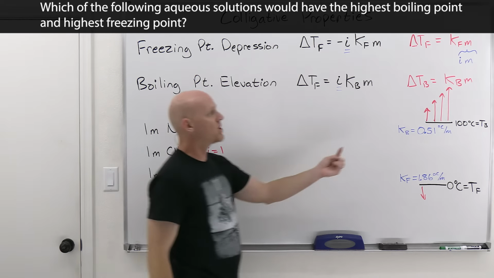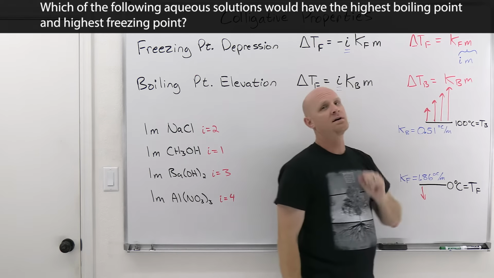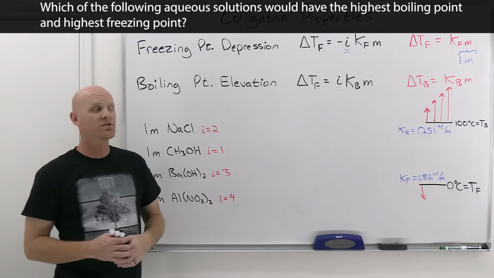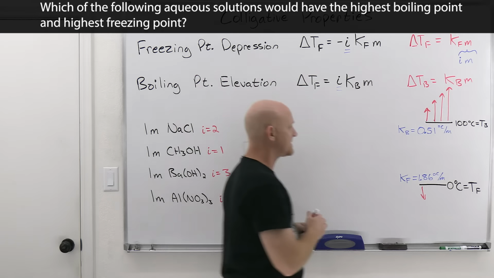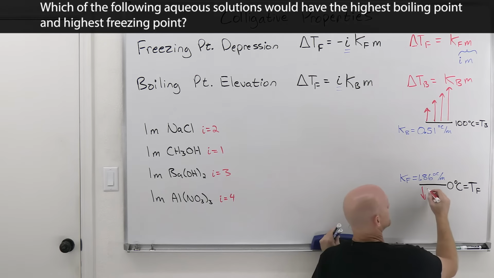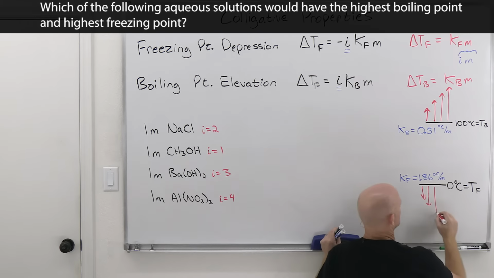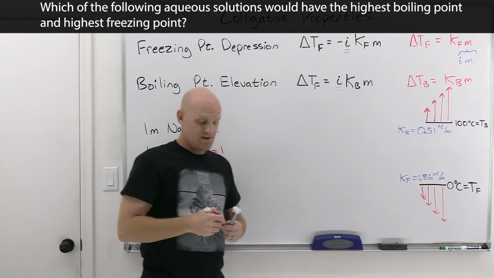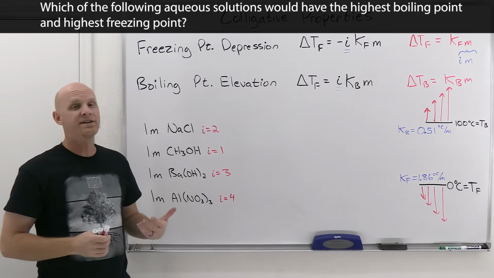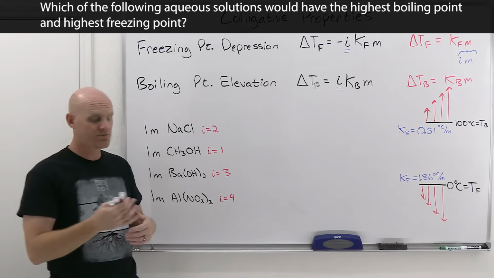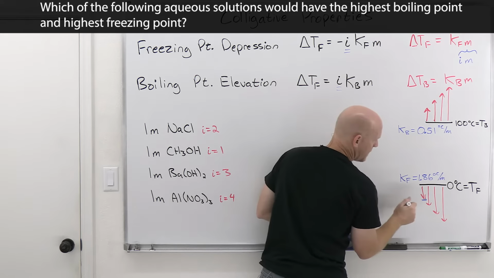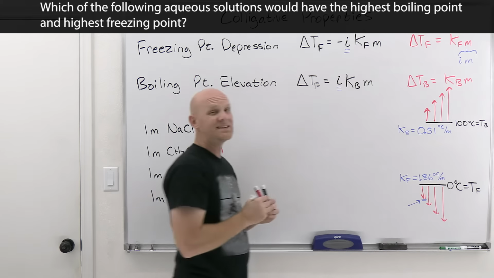It's the one that's going to go up the most, and therefore end up with the overall highest boiling point. Now, for freezing point, it works a little bit backwards. Freezing points go down, so the one with the lowest molality will go down the least, and the one with the highest overall molality of particles goes down the most. But in this case, the question wasn't which one's gone down the most. The question is which one has the highest freezing point. Well, the highest freezing point is going to be the one that has gone down the least.